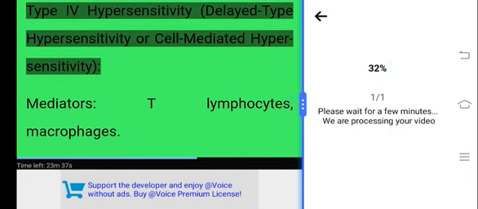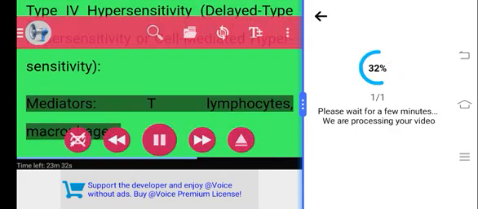Type 4 hypersensitivity, delayed type hypersensitivity or cell-mediated hypersensitivity. Mediators, T lymphocytes, macrophages.